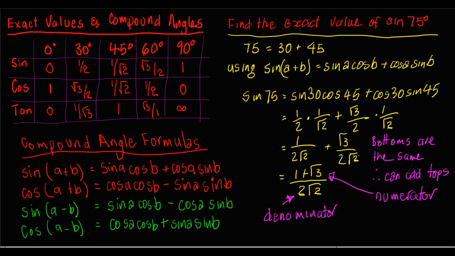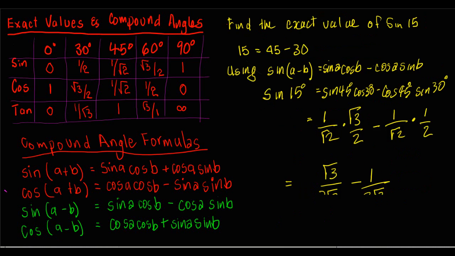The two bottoms, or the denominator, are the same, 2 root 2, so we can add the numerators, 1 plus root 3. Now that's as far as we can go with that. We can't make it any more exact than that. So that's the answer, 1 plus root 3 over 2 root 2. So let's first of all get rid of that one, and let's have a look at another one.